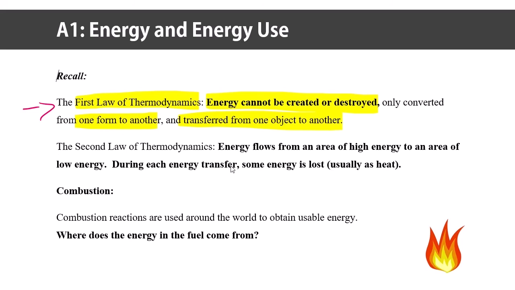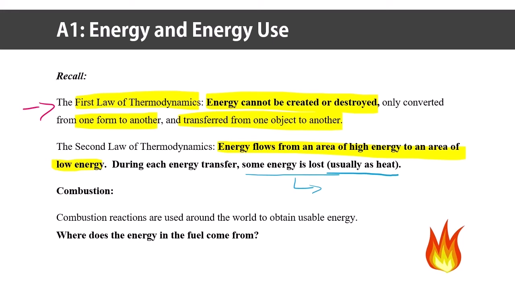Second law of thermodynamics says energy flows from areas of high energy to low energy. And during such an energy transfer, there is always some energy lost. There's no such thing as a perfect energy transfer. That would be a perpetual motion machine. Somebody tried to sell me one of those once. It's impossible. Doesn't work. It's not going to work. And usually heat energy is going to be our waste energy form, but not always. Sometimes that's the type of energy that we want.